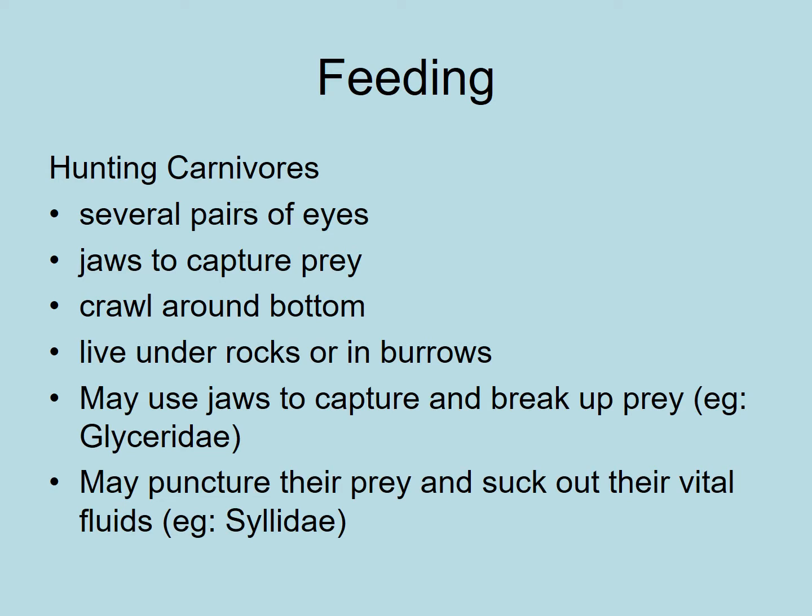These will usually have several pairs of eyes, jaws. They're generally poisonous, as in they have toxins that they inject when they bite. They sometimes can just crush up prey with their jaws. They usually live in the substrate or underneath rocks. You can turn over rocks in the sandy shores and mud flats, and you'll find lots of these glycerids crawling around.